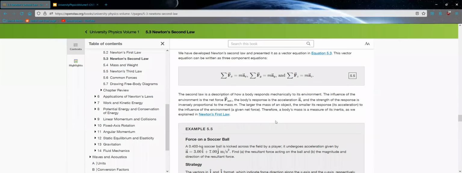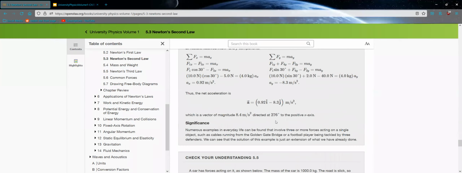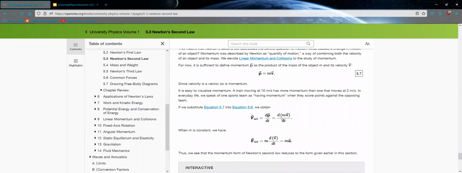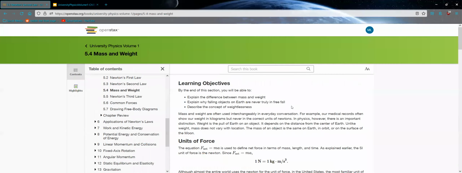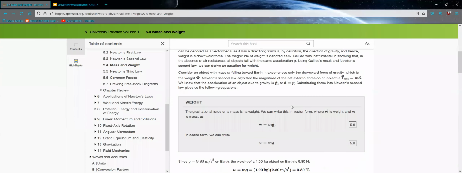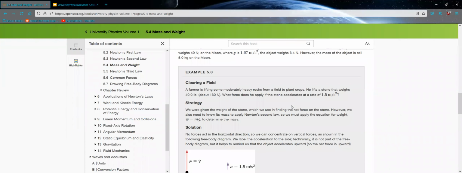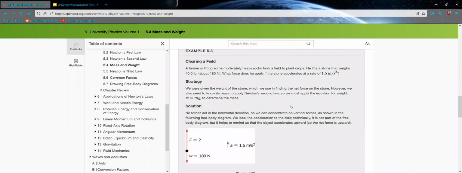Go to 5.8 and dig into it a bit. Here we go. Mass and weight. So 5.8, clearing a field. A farmer is lifting some moderately heavy rocks from a field to plant crops. He lifts a stone that weighs 40 pounds, about 180 newtons. What force does he apply if the stone accelerates at a rate of 1.5 meters per second?